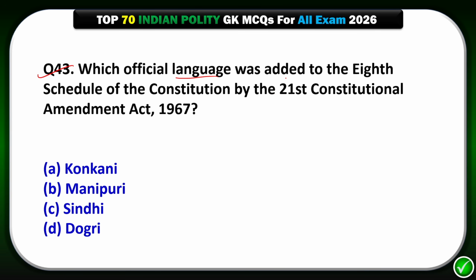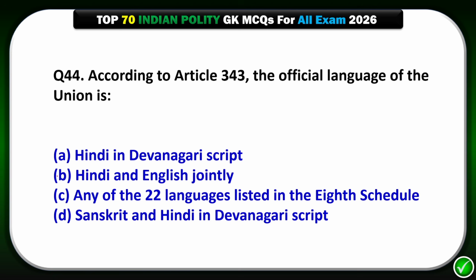43. Which official language was added to the 8th schedule of the Constitution by the 21st Constitutional Amendment Act 1967? Option number C. Sindhi. 44. According to Article 343, the official language of the Union is? Option number A. Hindi and Devanagari script.